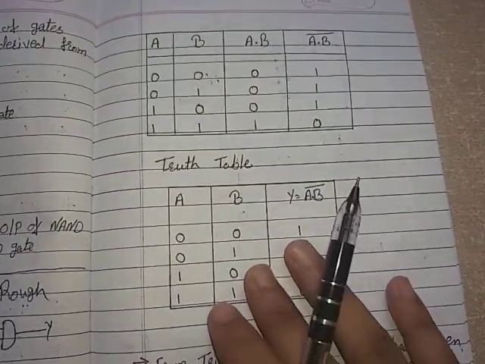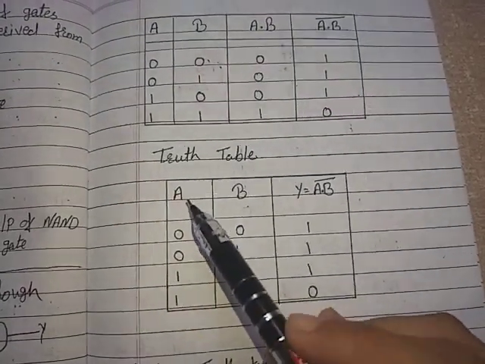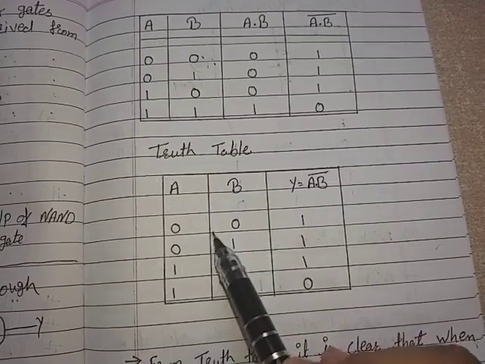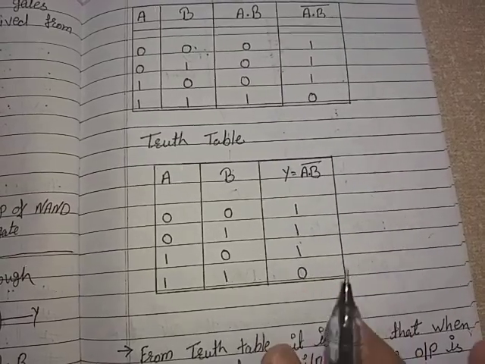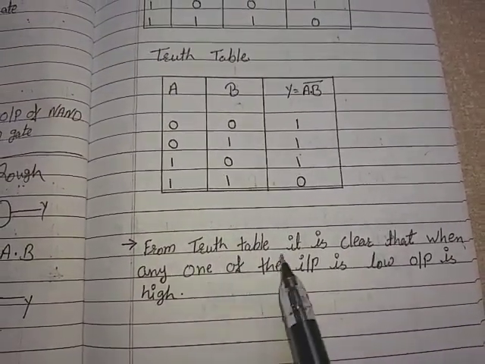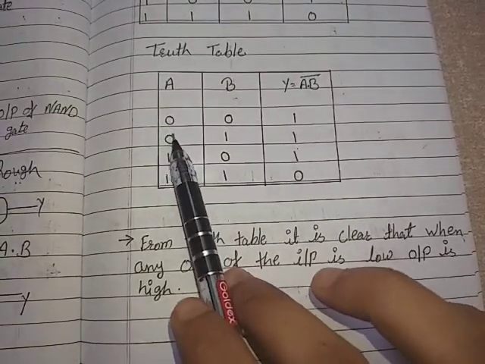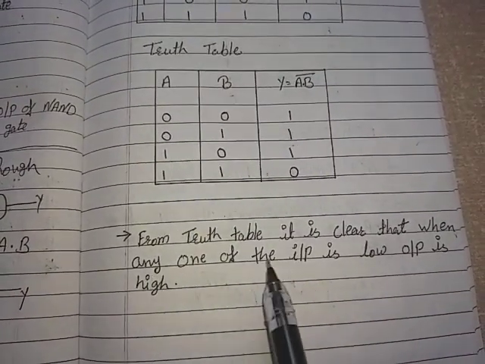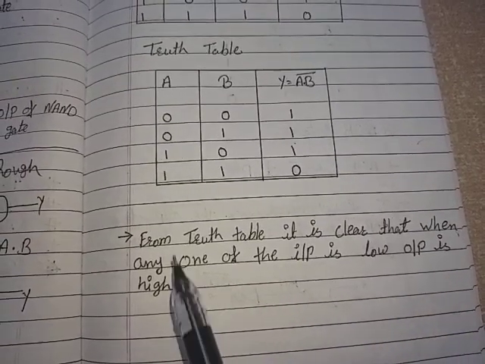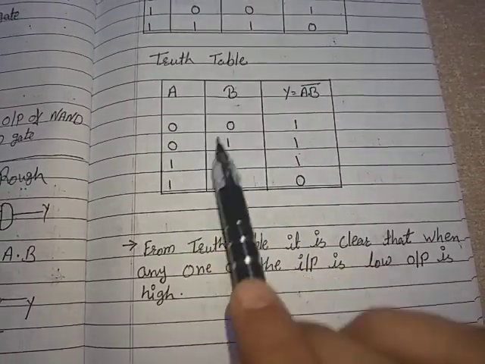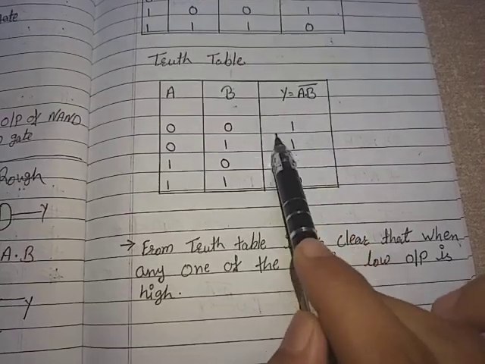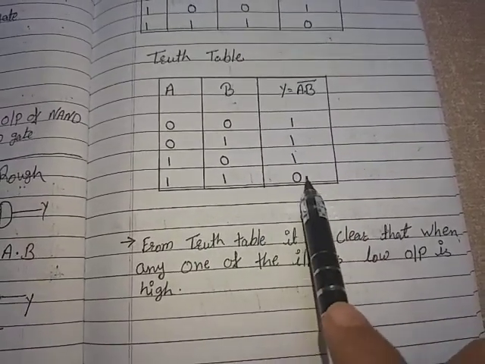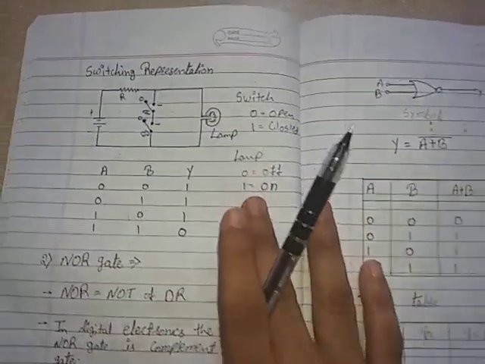So we can say that the truth table of NAND gate, when A and B are the two inputs, is: 0 0 gives 1, 0 1 gives 1, 1 0 gives 1, and 1 1 gives 0. From the truth table it is clear that when any one of the inputs is low, the output is high. Look here: here we have two low inputs, here we have one, here we have one. In all these three cases, the output is high. When all the inputs are high, the output is low. This is the NAND gate.